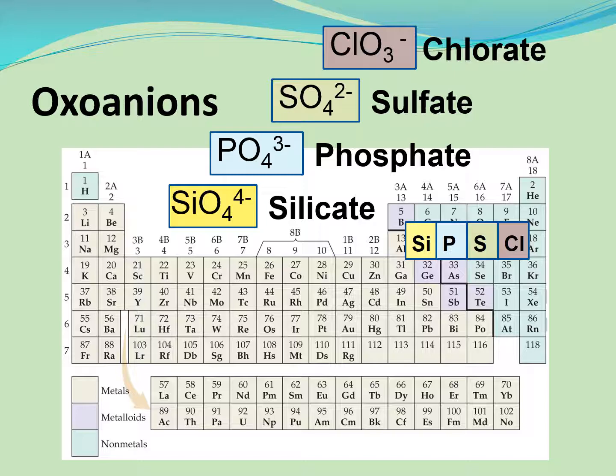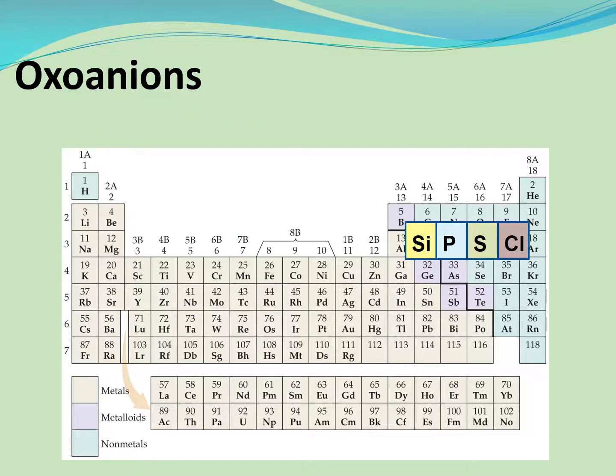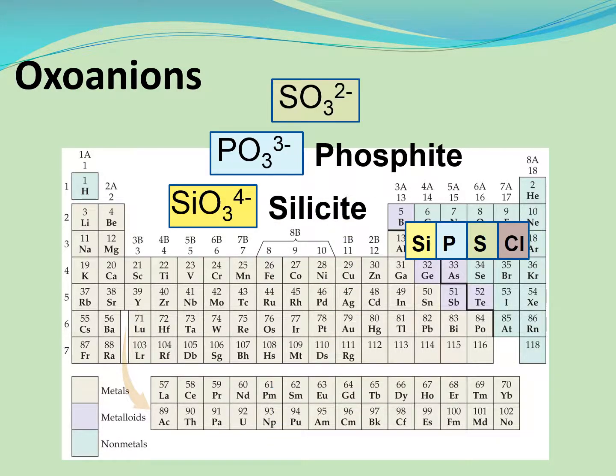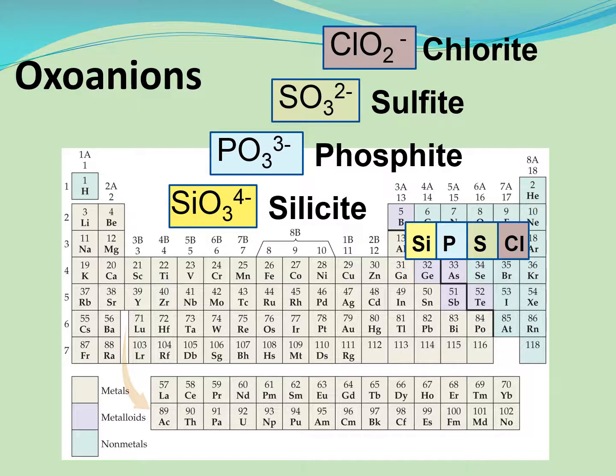Again, you can look at the periodic table, and if you just remember silicate, for example, then you should be able to figure out what happens when we go to phosphorus, sulfur, and chlorine. Now if I remove an oxygen atom from my silicate, I get silicite. If I remove an oxygen atom from phosphate, I get phosphite. Sulfate becomes sulfite, and chlorate becomes chlorite.